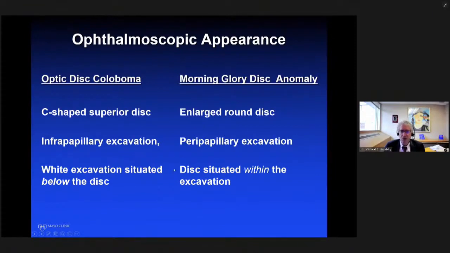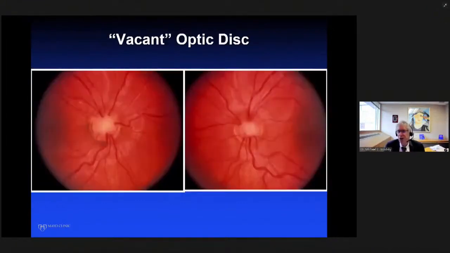So if you're still in question, just remember in coloboma, the excavation looks like it's situated below the optic disc. In morning glory, the disc is situated centrally within the excavation. So it's really everything sort of centripetally within everything else. I'll just mention two more and be done in 3 minutes.